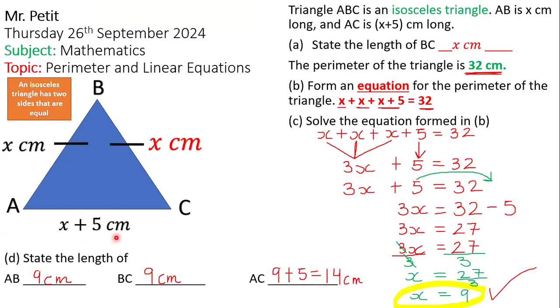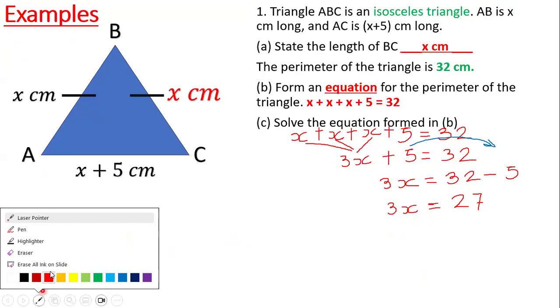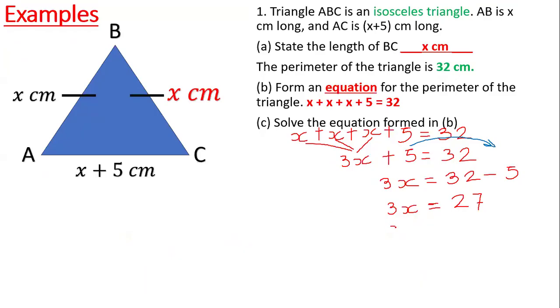All right. So what we have here is 3x is equal to 27. So what are we gonna do? Divide both sides by 3. We divide both sides by 3 to get rid of the 3 in front of the x, so x can be by itself. Three divided by 3 is 1, so this cancels. Very good.